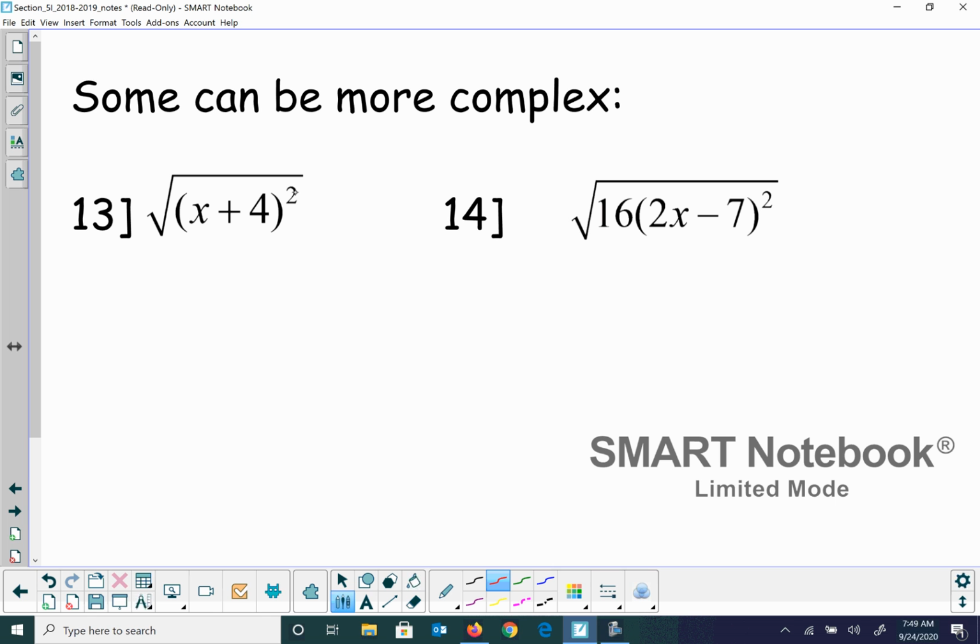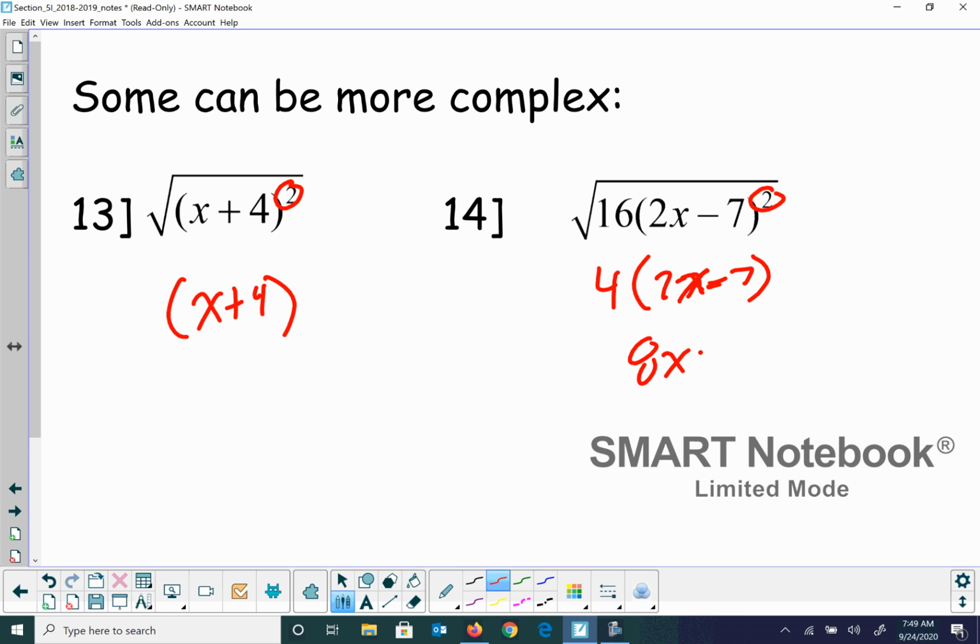So the radical and the square, they undo each other, so this answer just becomes x plus 4. This one, square root of 16 is 4. Square root of this is going to give me this. So I'd say, oops, 2x minus 7. So you could leave it like that. Some people might choose to have you multiply it out. I'd say either of those answers are totally fine.